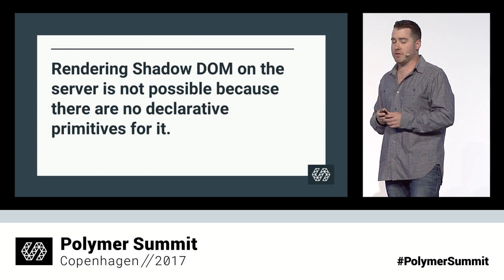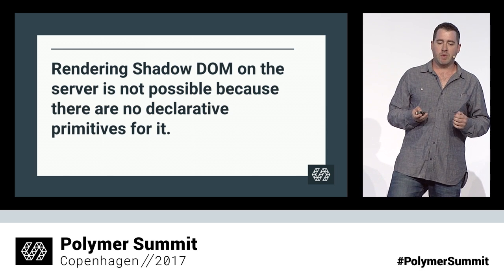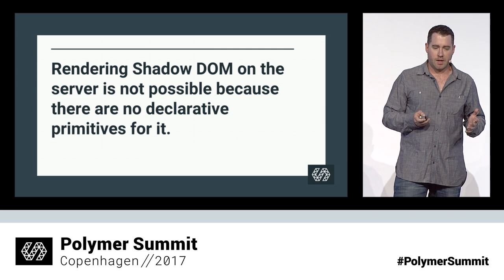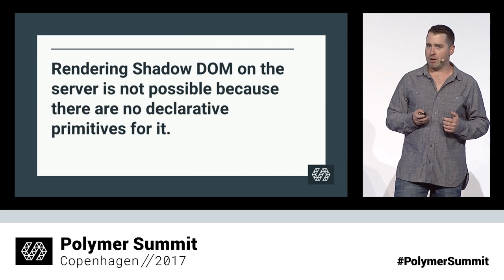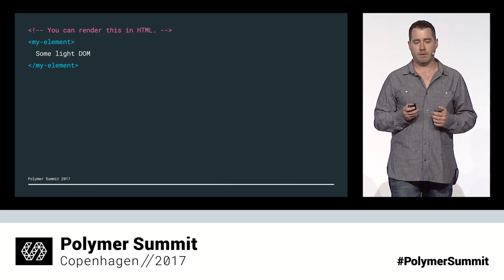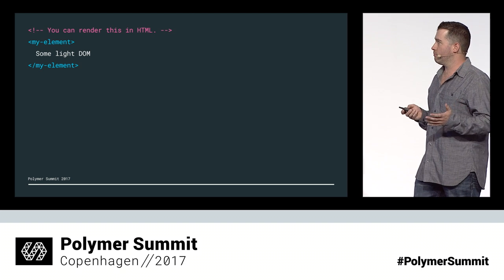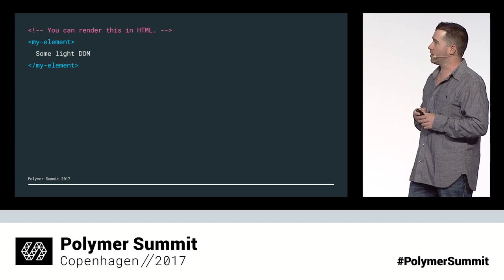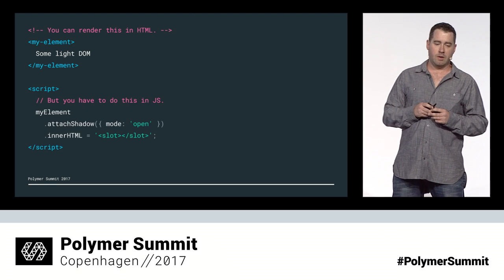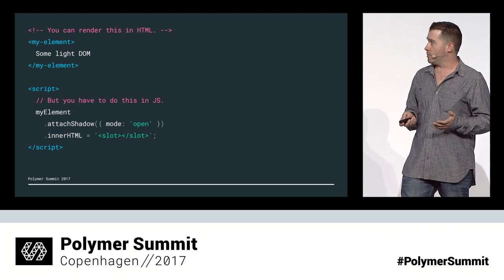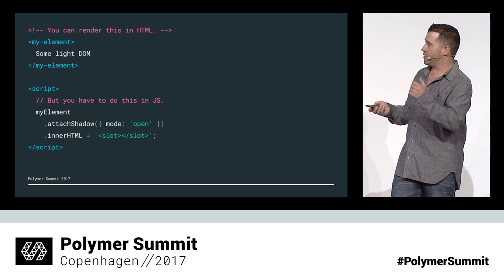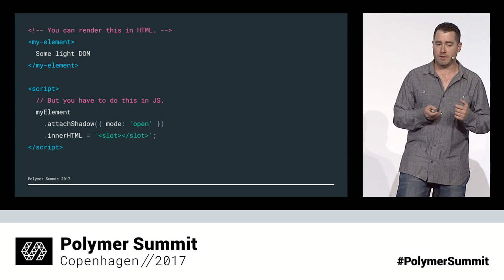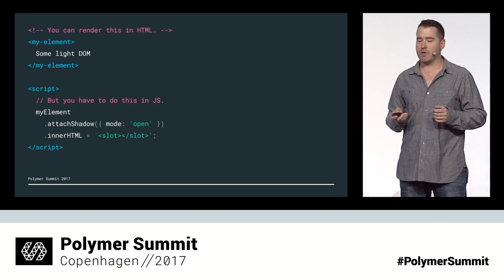So rendering shadow DOM on the server is not possible because there's no way to attach a shadow root and represent its content without executing imperative JavaScript on the client. And while you can render your element without its shadow root declaratively there with some light DOM, you must then imperatively create the shadow root and then attach the shadow root and then put some content inside of it. There's no way to express this within the bounds of HTML.